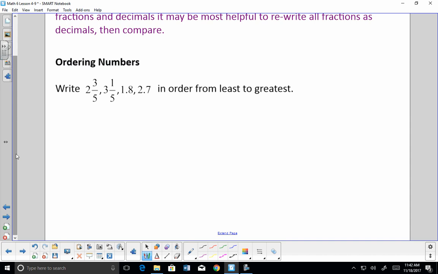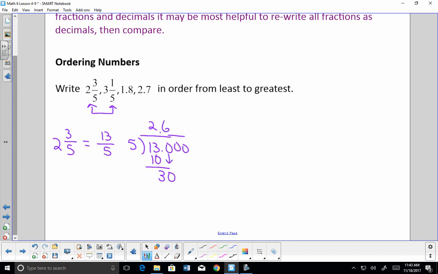I'm going to take these two fractions right here, and I'm going to convert them both into decimals. So 2 and 3/5 is 13/5. 5 goes into 13 twice, which is 10. 3, bring down my 0. 5 goes into 30 6 times. So 2 and 3/5 is 2.6.